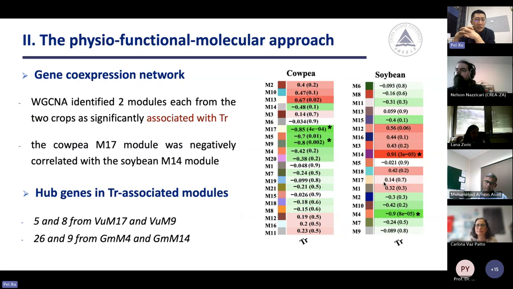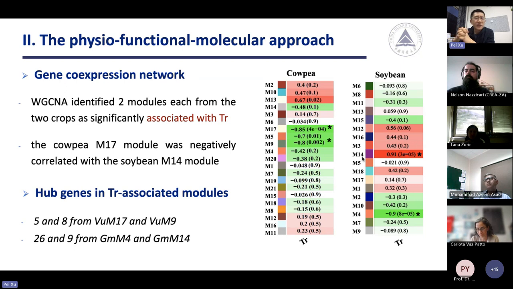We conducted a gene co-expression analysis and identified two modules from each of the two crops as significantly associated with the transpiration rate trait. These are the modules related to the transpiration rate. Very interestingly, we found that one module from cowpea, M17, shows negative correlation with the soybean M14 module. And this is considered to be related to the very different, or sometimes reversely correlated, physiological behaviors of the two crops in response to drought.